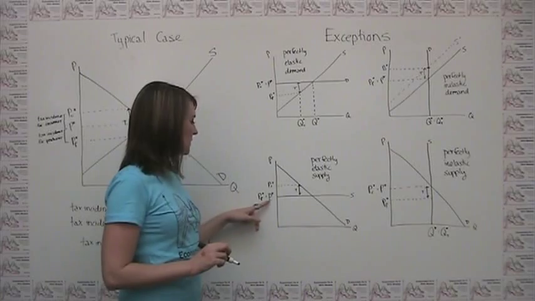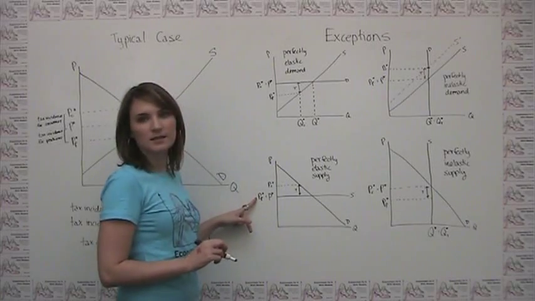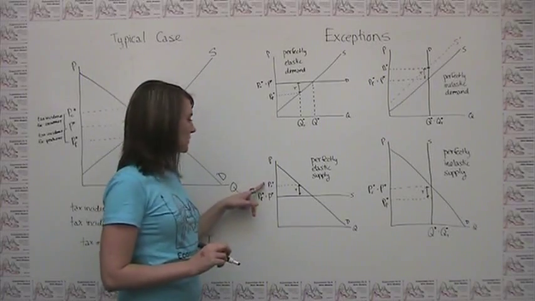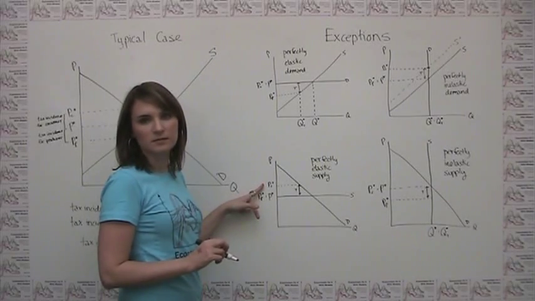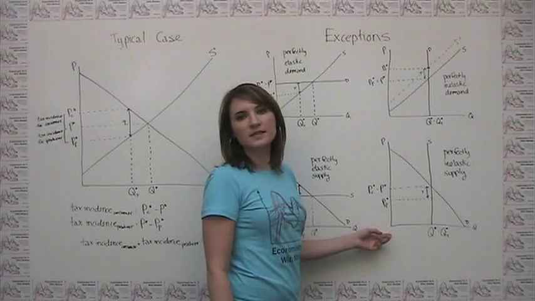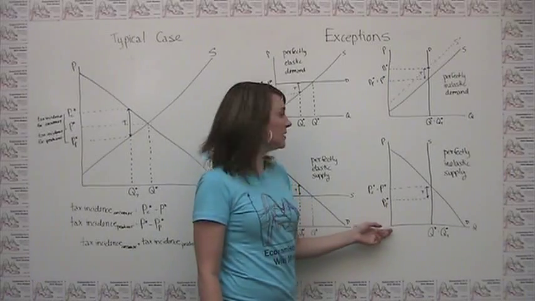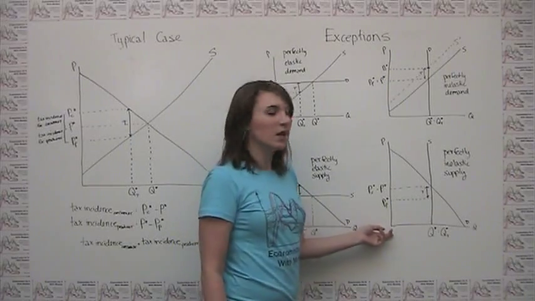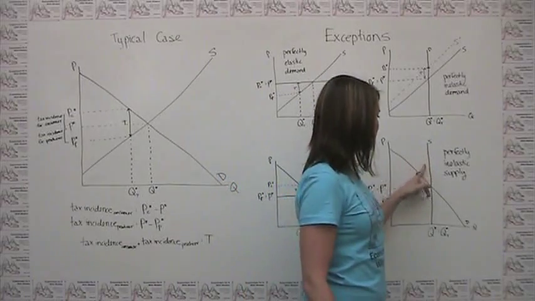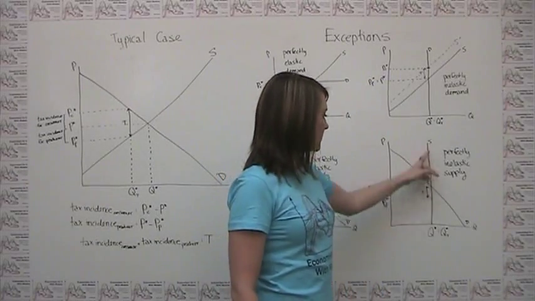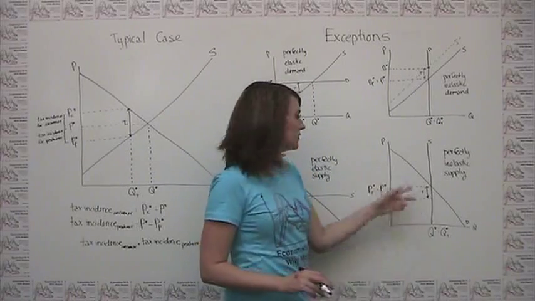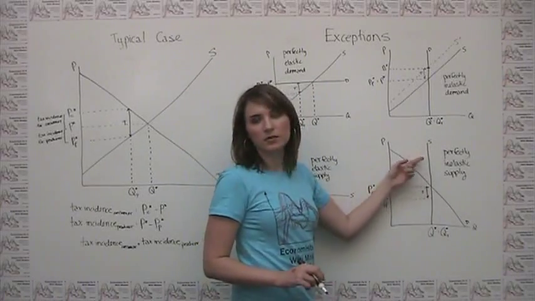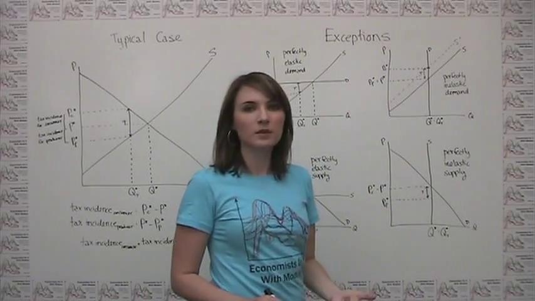So in this case, we could say that the producer's tax incidence is zero, and the consumer's tax incidence is equal to the entire amount of the tax. Our last exception is the case of perfectly inelastic supply. In this case, we see that supply is a vertical line because a predetermined amount is supplied regardless of what price producers can get for the item.